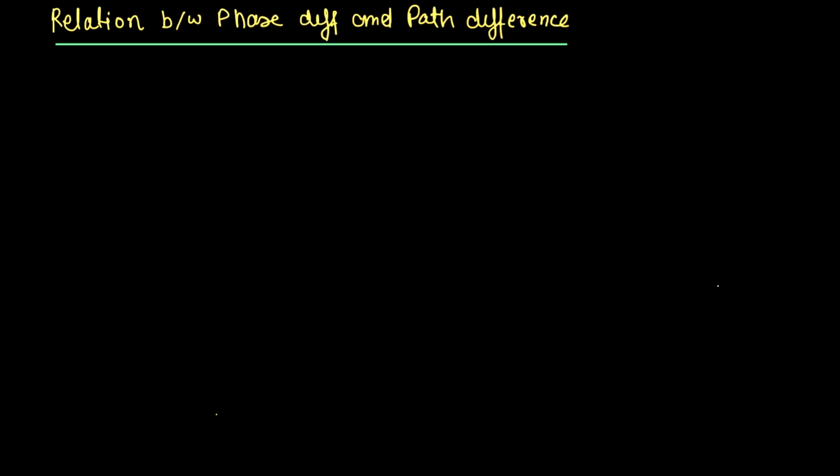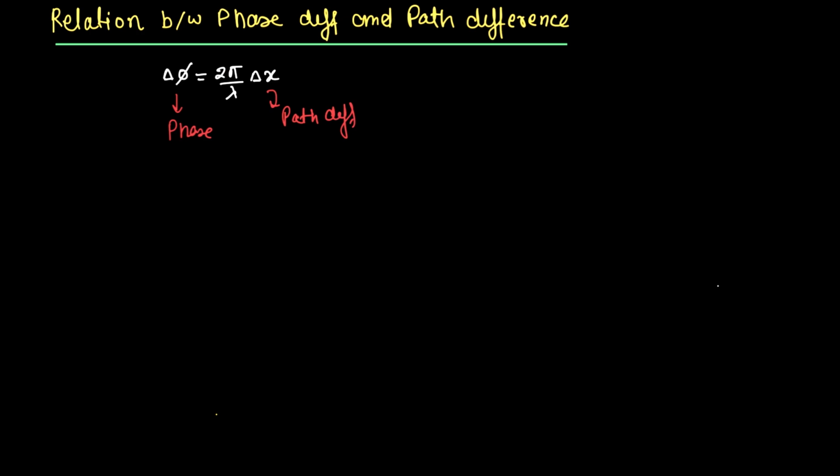If two waves are moving in opposite direction, all right, so relation between phase difference and path difference. This is the simple formula: delta phi is equal to 2 pi by lambda into delta x, where delta phi is the phase difference and delta x is the path difference. So this is the relation between phase difference and path difference.